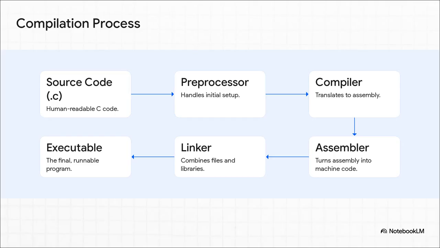You can almost picture it like a factory assembly line. Our source code, that's our raw material. It gets fed in, and the preprocessor does a little prep work. Then the compiler and assembler do the heavy lifting, translating it into the machine's language. And finally, the linker pulls all the different parts together, packages it up, and spits out the final product, a program that the computer can actually run.